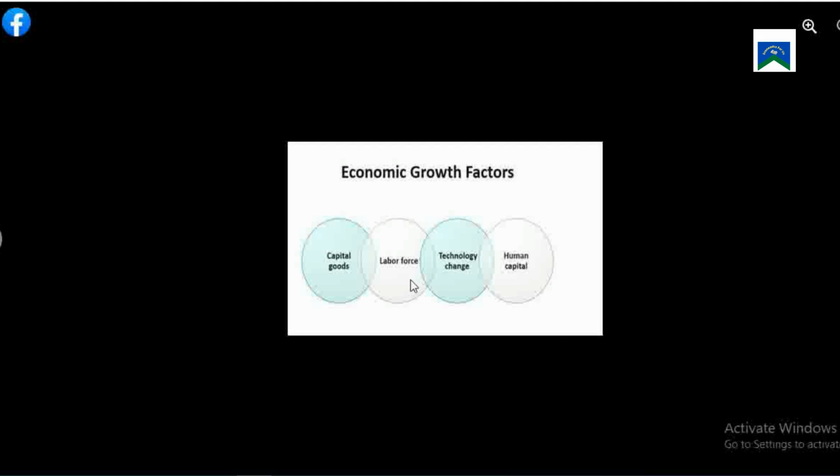We need the labor force also. If we do not have the required labor force in the market, there is difficulty in the production of goods and services. Technology is also a vital factor. We must need technology. So human capital, we know human capital also. Human capital is also an important factor. It is very crucial for the production of goods and services.